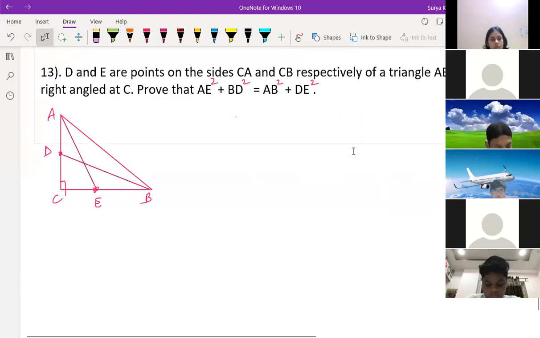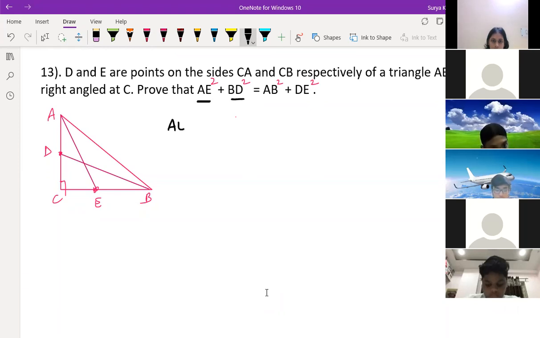Left hand side, you take AE square first, and BD square you can write. AE square you can write, correct? There are two ways you can write. Either you can write this one separately and this one separately. AE square, what can we write for AE square? Tell me.